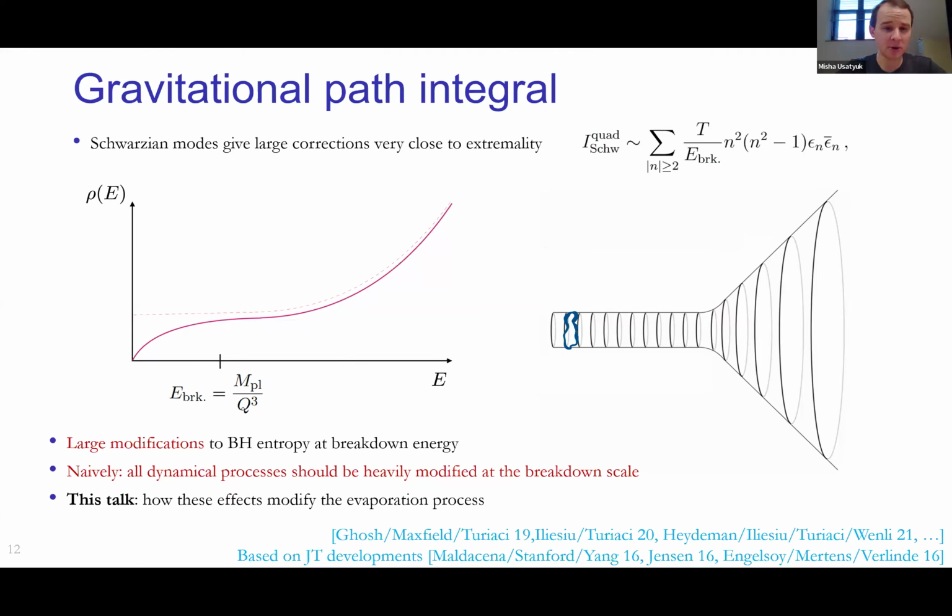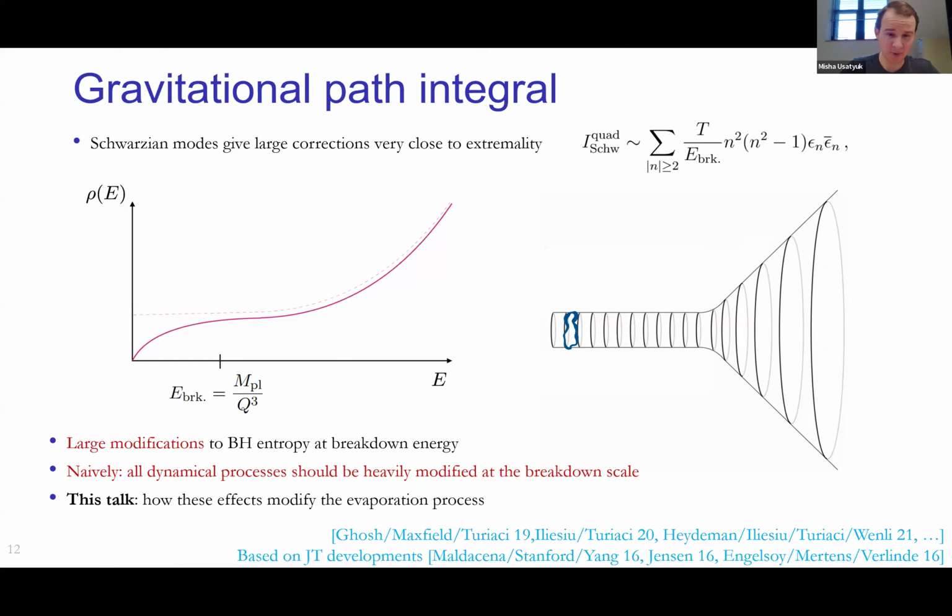The dotted pink curve is the semi-classical answer. That's just the area of the event horizon divided by 4G Newton, and you can see at extremality, it goes to some finite large number. What these Schwarzian corrections do is they make the curve the solid pink one. Instead, the number of quantum states is given by the area of the event horizon when the energy above extremality is large. But as we approach this breakdown scale, we start to get deviations, and the number of quantum states starts to decrease. And technically speaking, it decreases to 0 or 1 quantum states exactly at extremality.